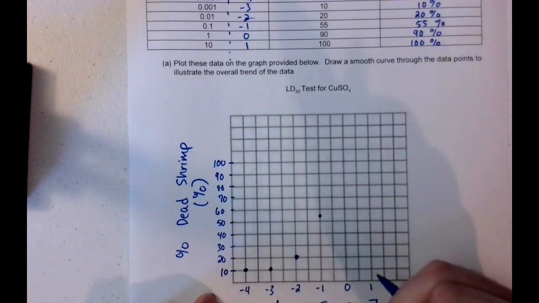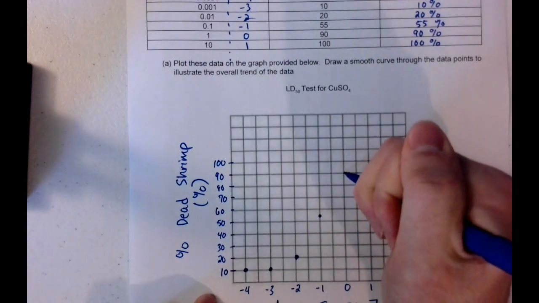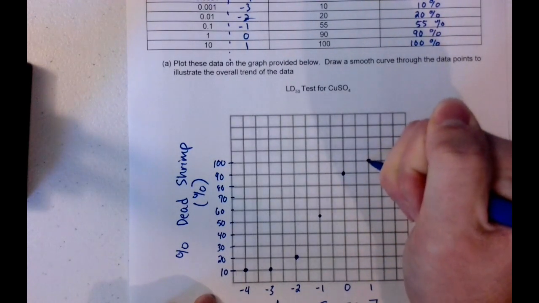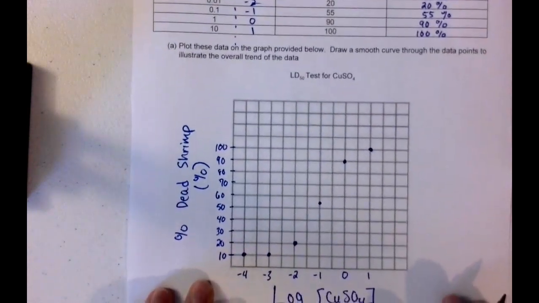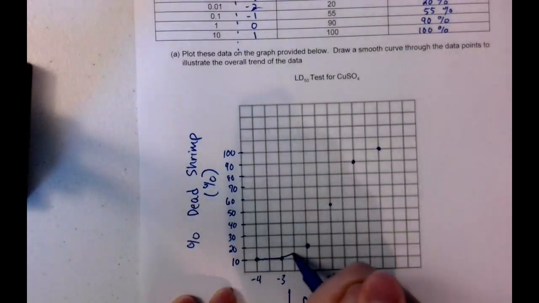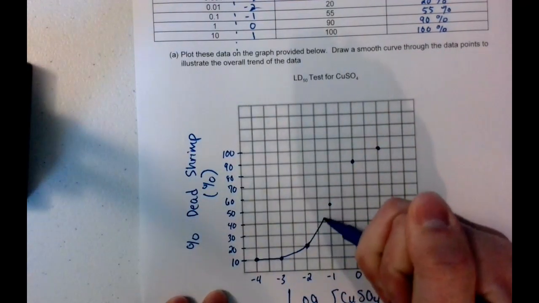All right, 0 is going to be 90%, so that's going to be about right here. And then 1 is going to be 100%, so that goes right there. All right, and it wants you to connect the data points using a smooth curve. So I'm going to connect these using a smooth curve, just like so.